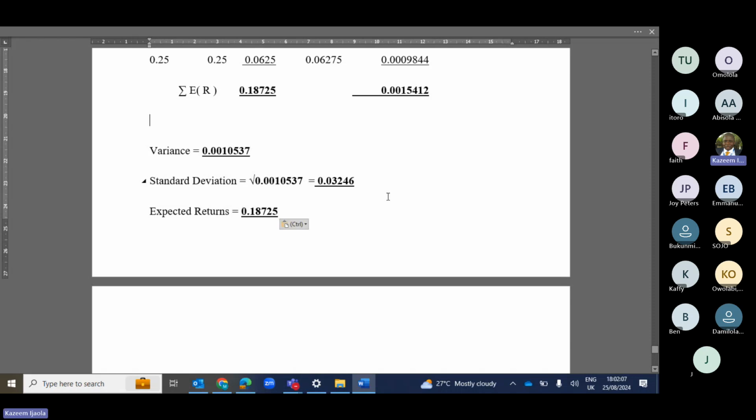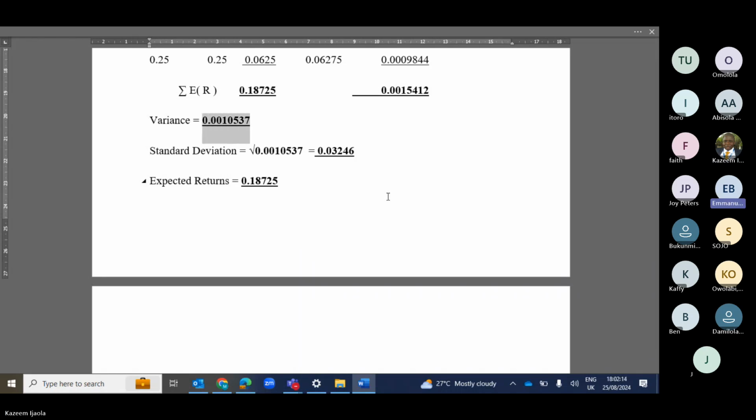Then I think this one too is correct, right? This variance too is correct. Yes, the variance is 0.00154. So let's just do the new standard deviation now. What's the standard deviation for it? Standard deviation of X is 0.0392.